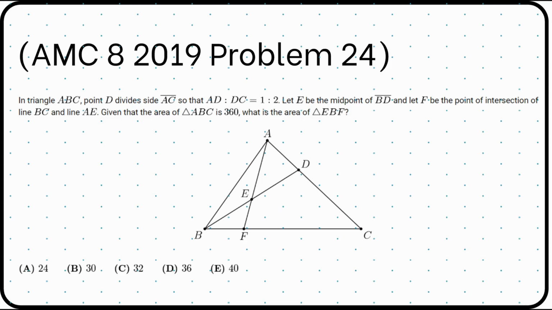Let E be the midpoint of BD, and let F be the point of intersection of line BC and line AE. Given that the area of triangle ABC is 360, what is the area of triangle BF?